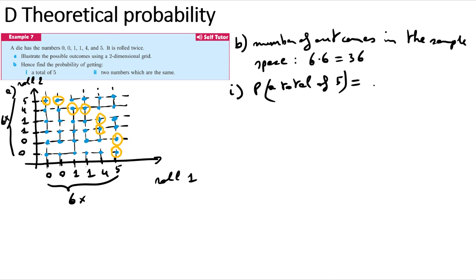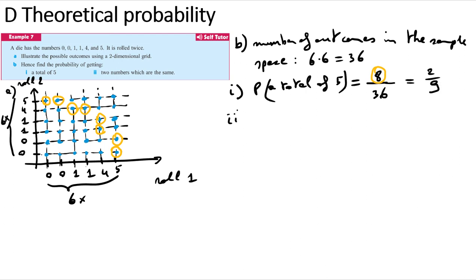So what do we see? To find the probability of getting a total of 5, we have to do the number of outcomes that we just counted here, 1, 2, 3, 4, 5, 6, 7, 8, this 8 here, divided by the number of outcomes in the sample space, which is 36. This 8 we got by counting in the two-dimensional grid. We can simplify that, and it is equal to 2 over 9.